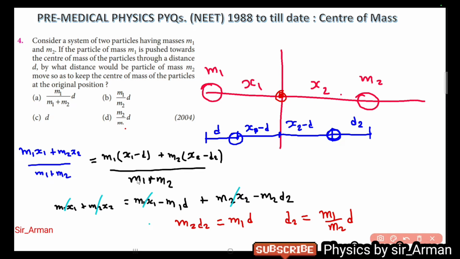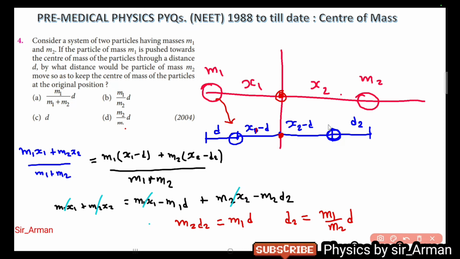Now we are shifting this mass m1 by some distance d towards the particle of mass m2. So the new distance from the center of mass is, see, it is given that we have to keep the position of the center of mass as it is. It does not change, right? So we are considering the position of this particle from this point as x2 minus x1 minus d, right?